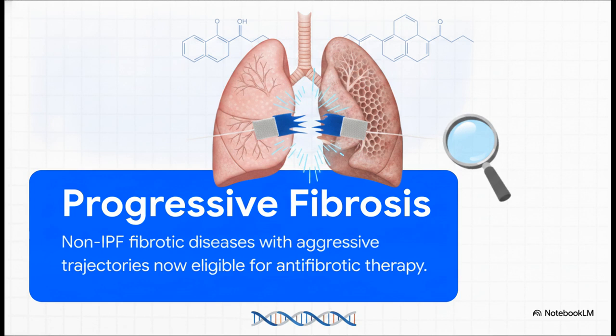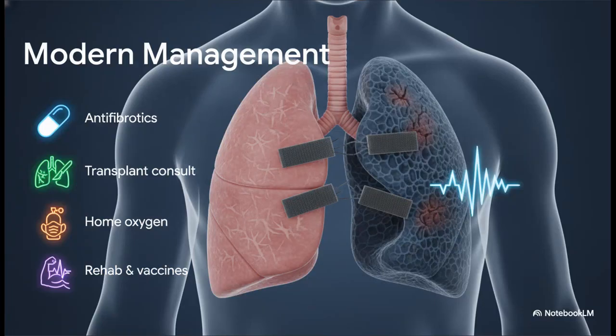And the payoff here? It means life-extending antifibrotic treatments, which were historically locked away only for IPF, can now be given to non-IPF patients whose disease acts just as aggressively. So once you've nailed the diagnosis and classification, how do you actually treat it?